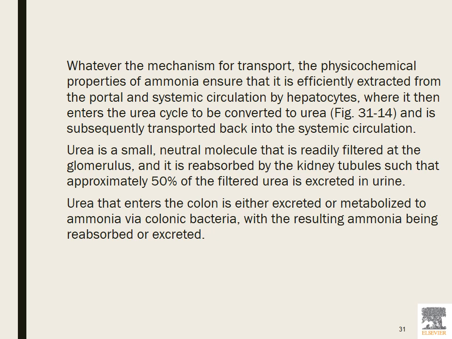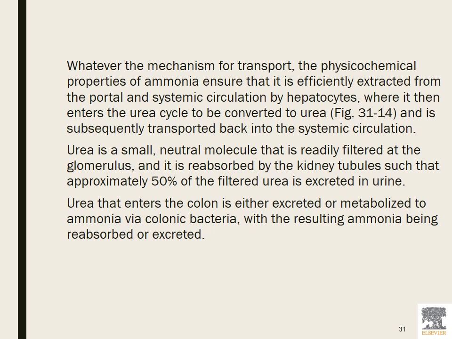Whatever the mechanism for transport, the physical-chemical properties of ammonia ensure that it is efficiently extracted from the portal and systemic circulation by hepatocytes, where it then enters the urea cycle to be converted to urea and is subsequently transported back into the systemic circulation.